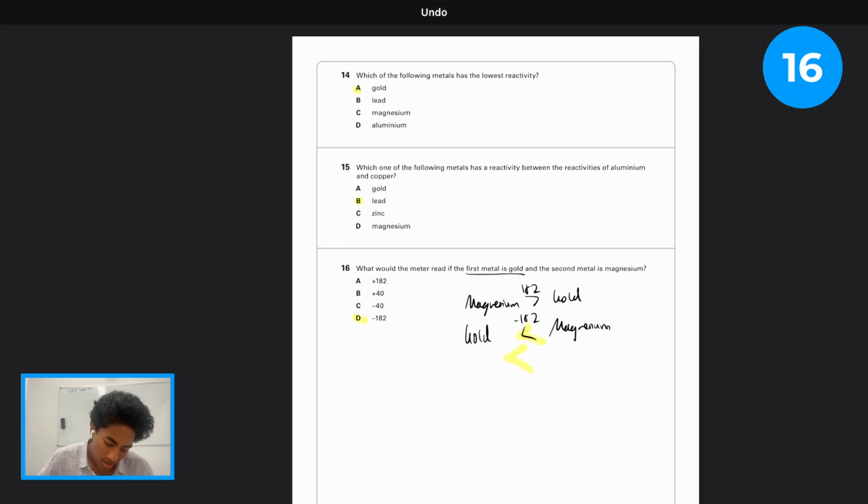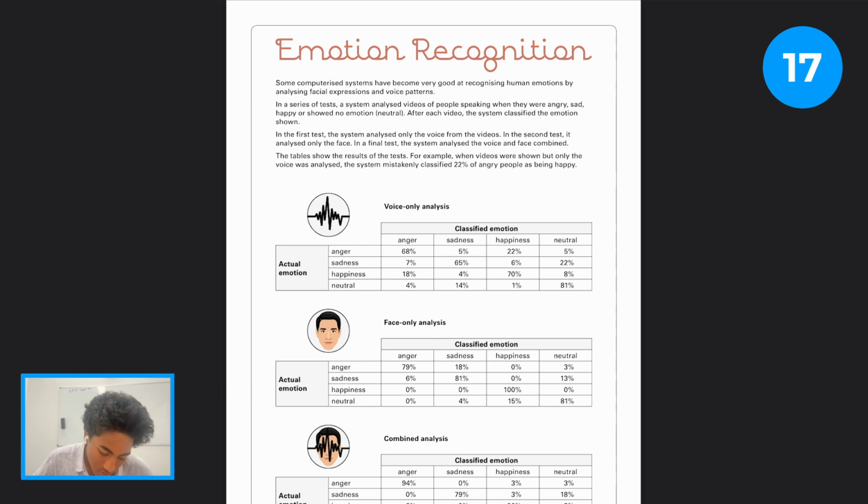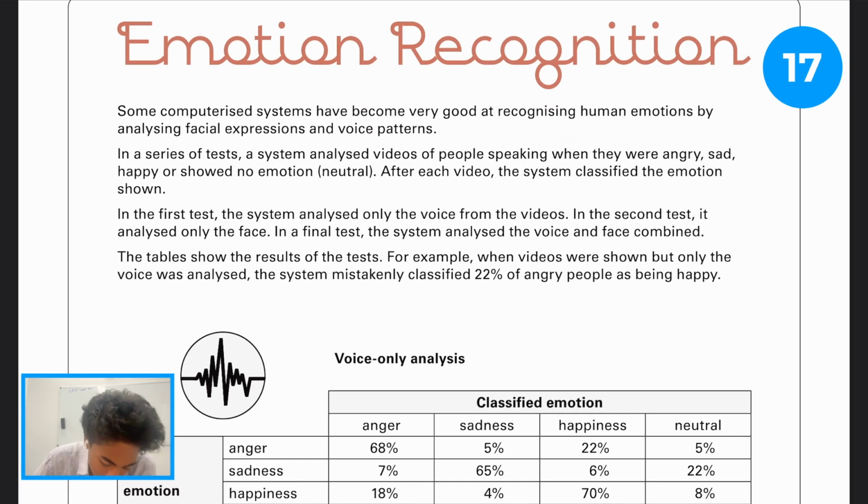All right, continuing. So, some computerized systems have become very good at recognizing human emotions by analyzing facial expressions and voice patterns. In a series of tests, a system analyzed videos of people speaking when they were angry, sad, happy, or showed no emotion, neutral. After each video, the system classified the emotion shown.